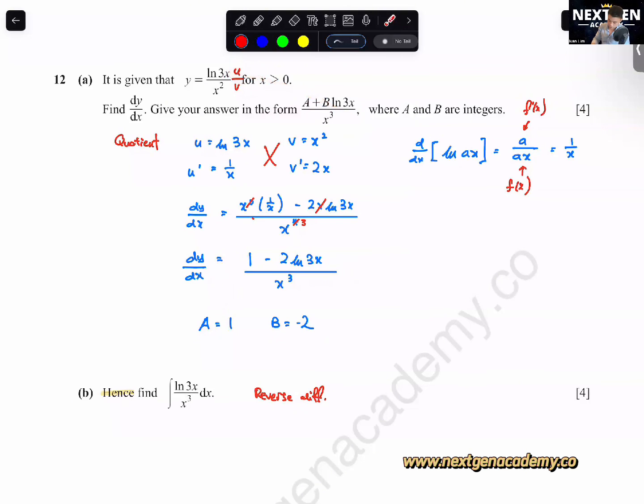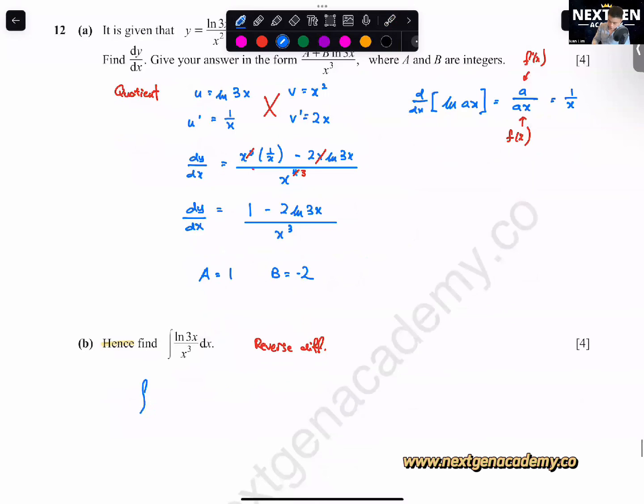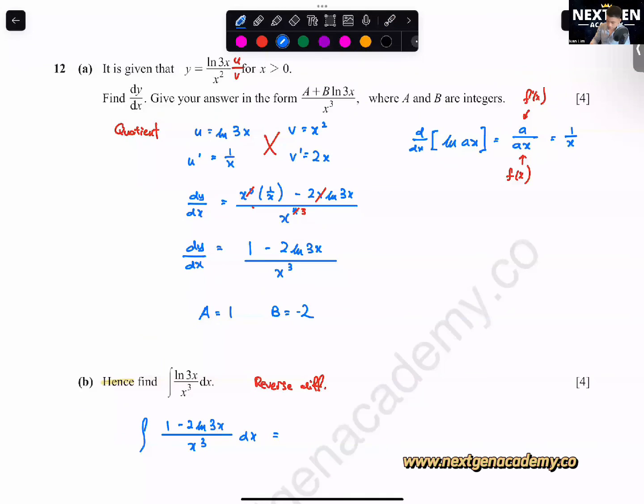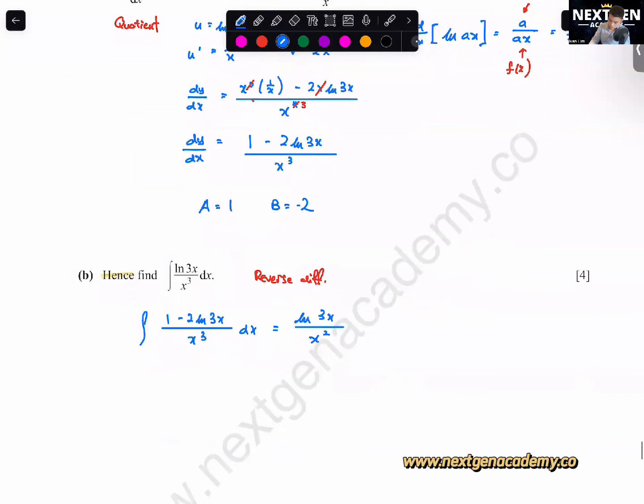So I want you all to write down first. You see this ln 3x over x cubed is this part here, right? So write down this equation first: we integrate 1 minus 2 ln 3x over x cubed dx equals, back to the question, ln 3x over x squared. Look carefully, we only want this part here. The rest, I'm going to put to the right hand side.